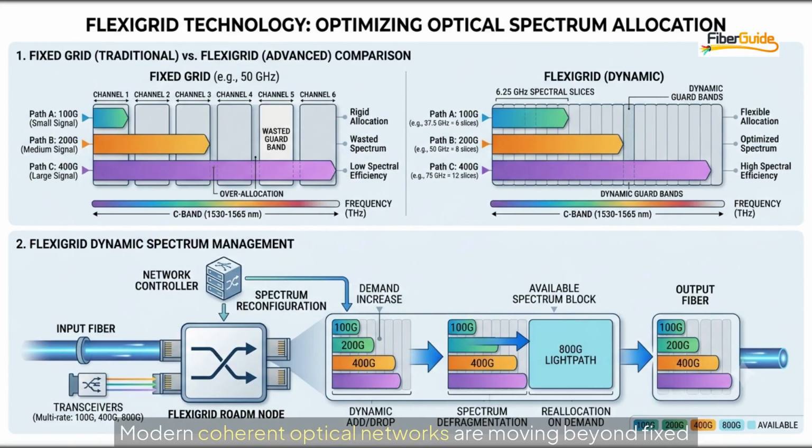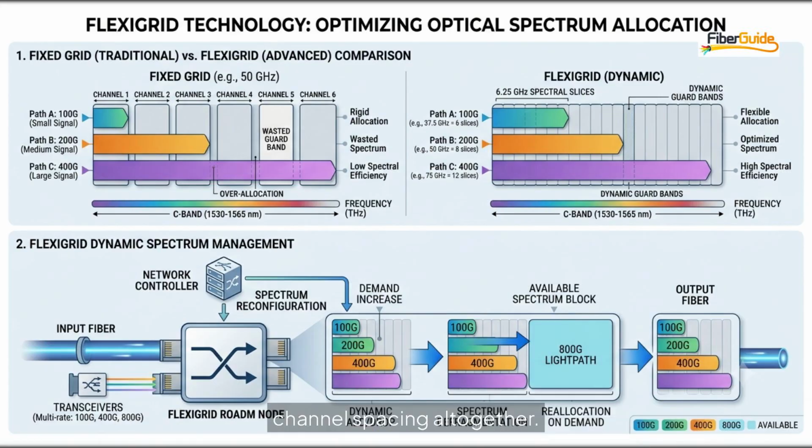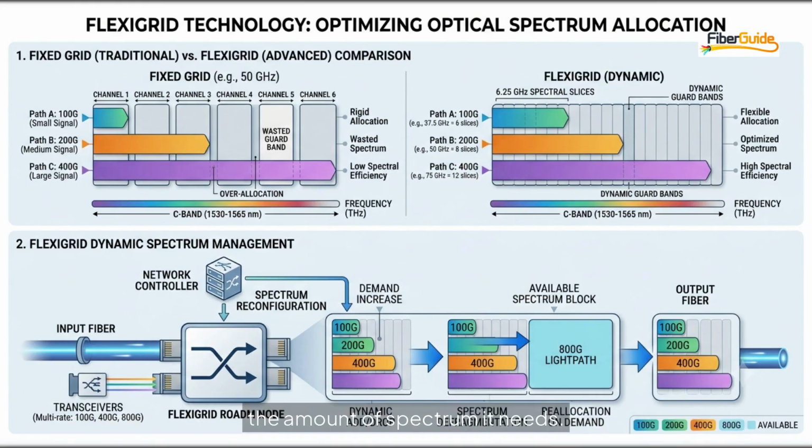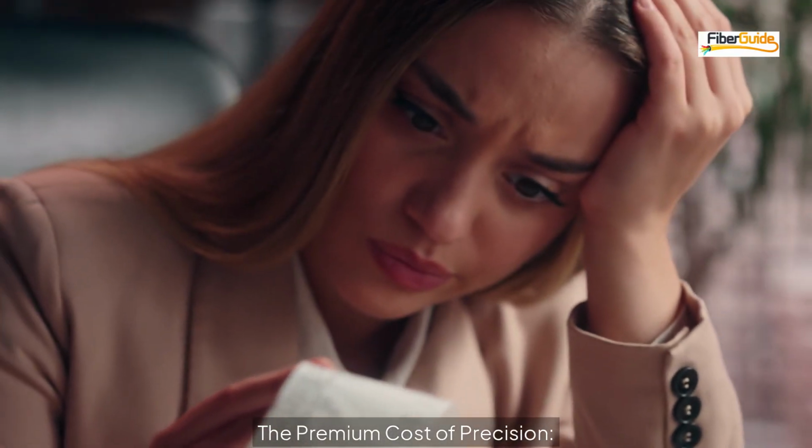Modern coherent optical networks are moving beyond fixed channel spacing altogether. The ITU-T Flexgrid standard divides the optical spectrum into 12.5 GHz frequency slots, allowing each wavelength to occupy exactly the amount of spectrum it needs. The premium cost of precision.